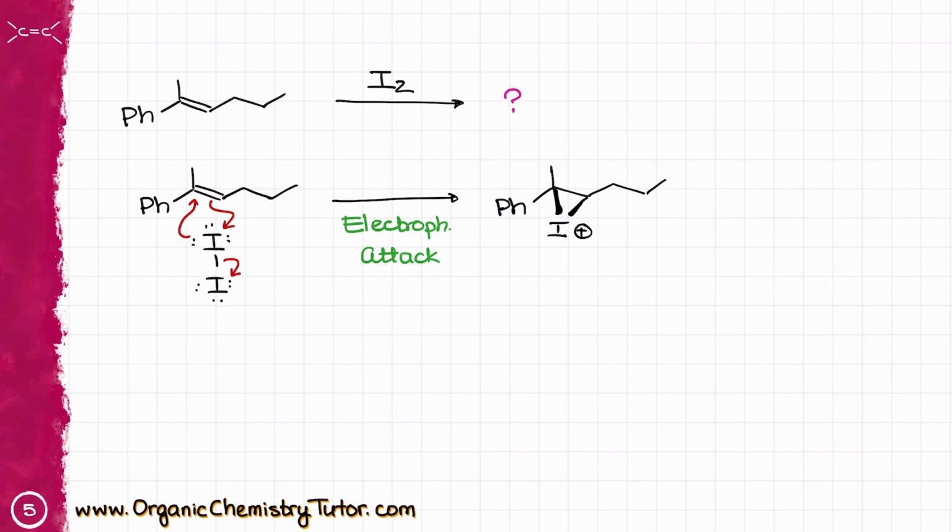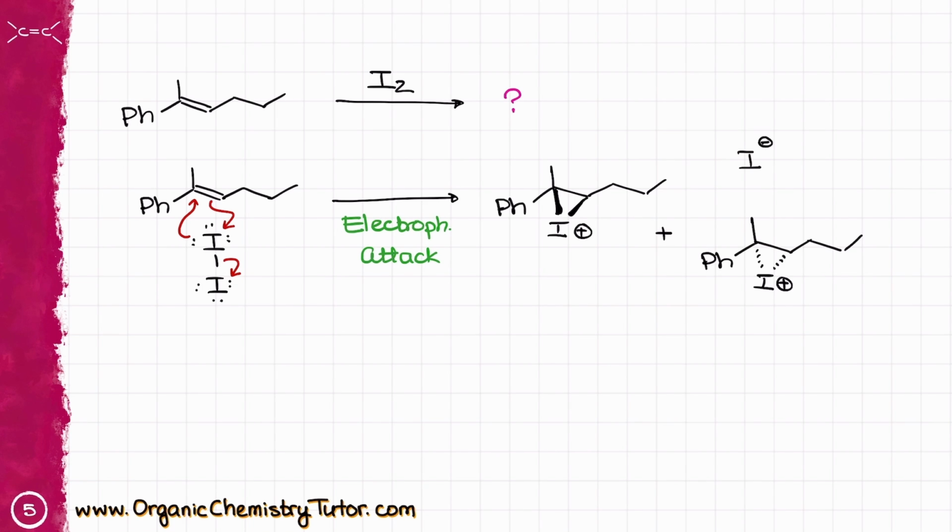ion that will look like this if iodine attacks from the front face of the molecule, or like this if iodine attacks from the back face of our molecule. And of course we also have the I- that is going to be floating around as our nucleophile.